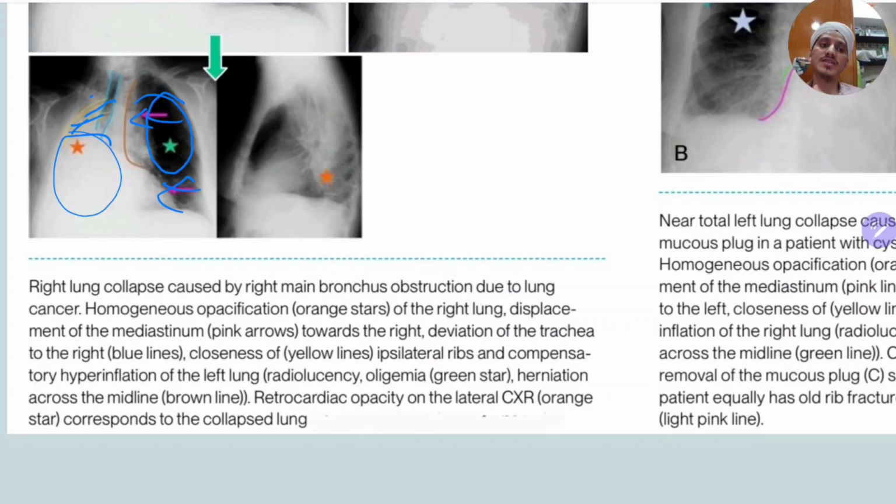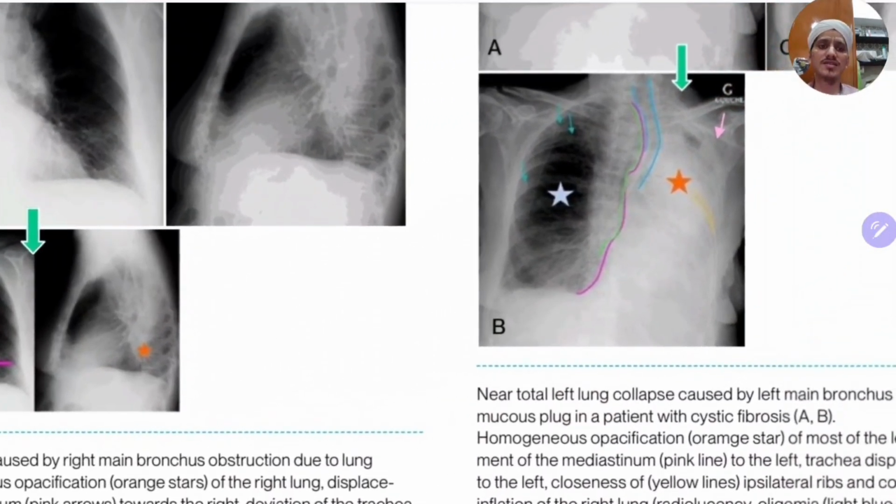Oligemia is nothing but decreased blood supply in the vessels of the lung. That is oligemia. Herniation across the midline, retrocardiac opacity on the lateral chest X-ray corresponds to the collapsed lung. Retrocardiac opacity is nothing but the opacity which is present behind the heart, this part. So this is the heart. So that is nothing but the right lung collapse.